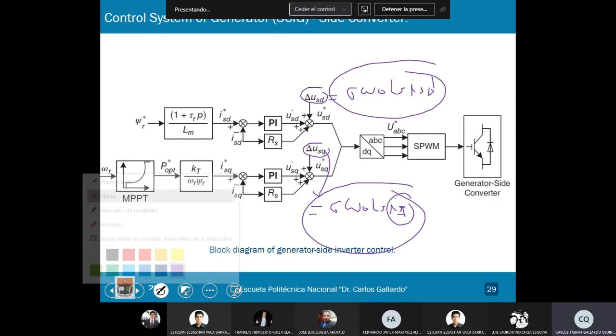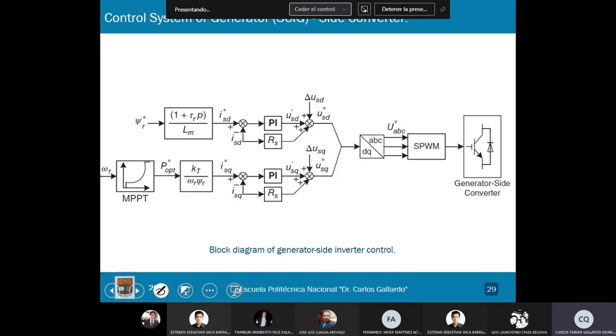Okay, so pay attention to the block diagram. I will have a dual closed loop controller structure. So I will have the outer control, which is the rotor flux and the electromagnetic torque. This is the outer control.